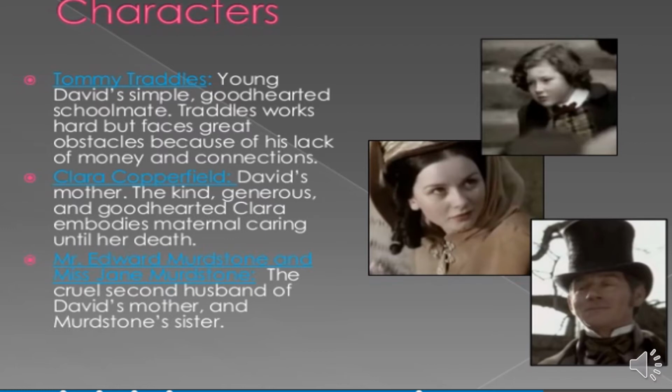We have Mr. Edward Murdstone and Miss Jane Murdstone. Mr. Murdstone, the cruel second husband of David's mother. Both were cruel and evil. Mr. Murdstone showed David's mother false emotion to marry her, and he became very cruel to her and her only son. He and his sister sent David to a boarding school, and they made David feel unwelcome in his own house.